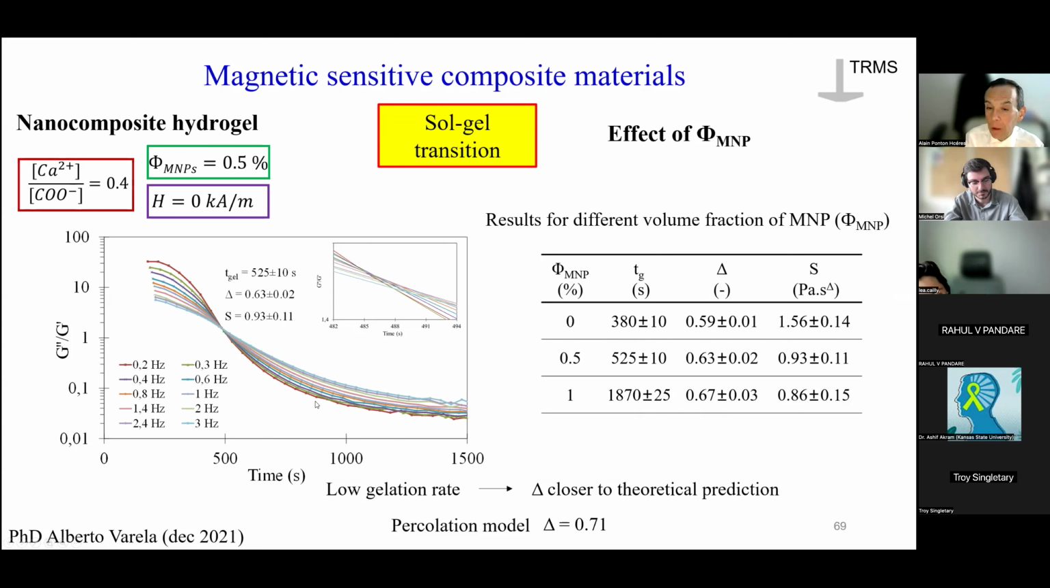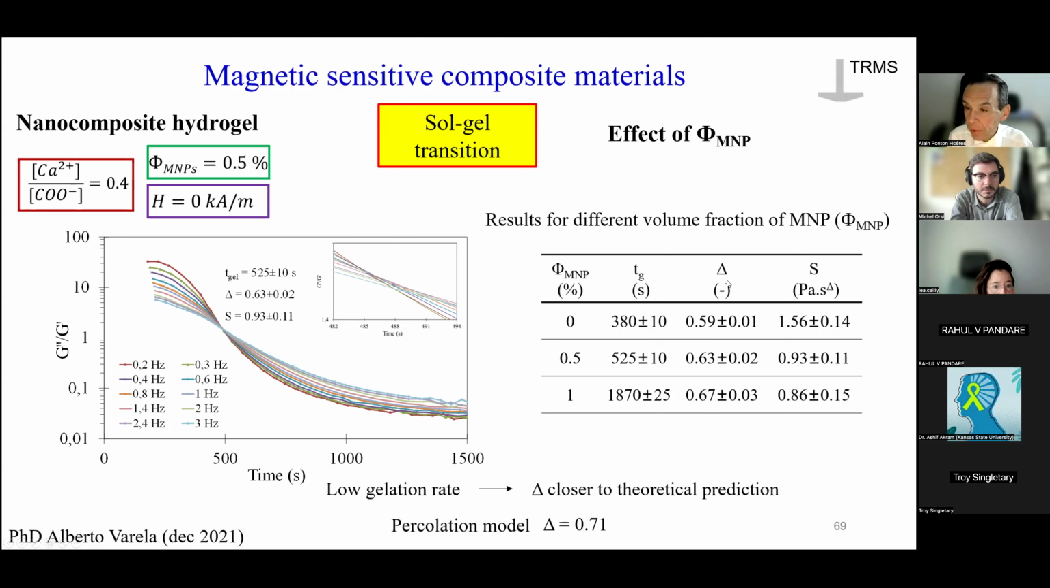Why? I have just said that the theoretical value of the relaxation exponent is between 0 and 1. When delta is close to 0, you have a rigid gel, and when delta tends to 1, you have a softer gel. And also, as the relaxation exponent increases, you get a softer gel and a decrease of gel stiffness.